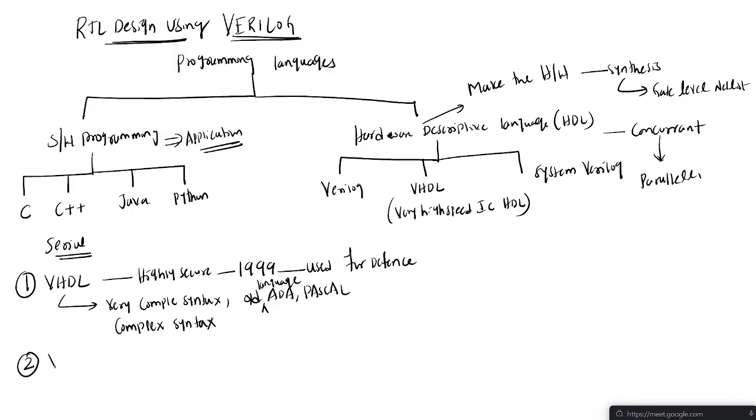So Verilog came into the market. IEEE standardizes these languages, and they standardized this language in the year 2001. By using Verilog we can design ASICs, application specific integrated circuits, which are ICs used only for a specific application. RTL engineers write the code in Verilog.